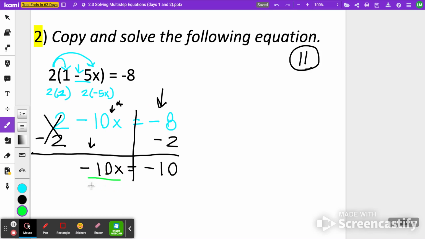Last but not least, you're going to divide both sides by whatever x is attached to. That'd be negative 10. x is equal to a positive 1.